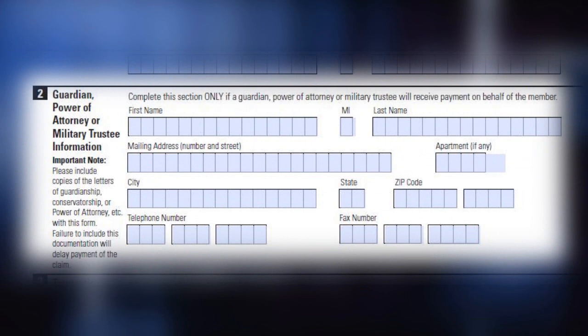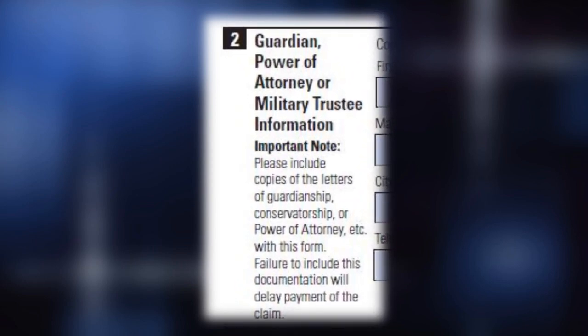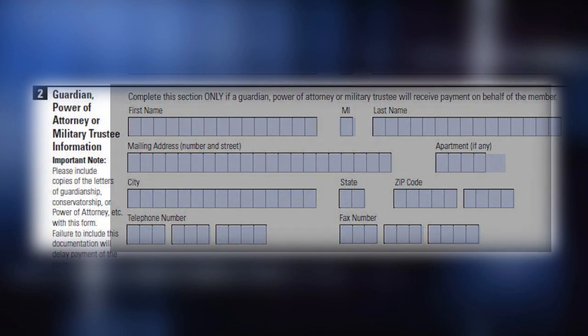Part A, Section 2, is for guardian, power of attorney, or military trustee information. Please include copies of the letters of guardianship, conservatorship, or power of attorney, etc. with this form. Failure to include this documentation will delay payment of the claim. Complete this section only if a guardian, power of attorney, or military trustee will receive payment on behalf of the member. This information includes the person's name, address, and phone numbers.